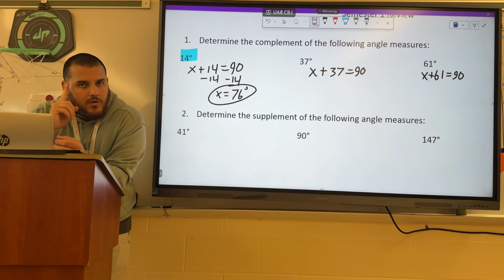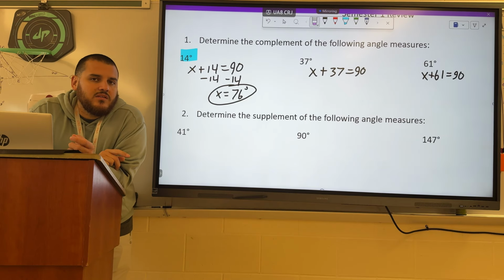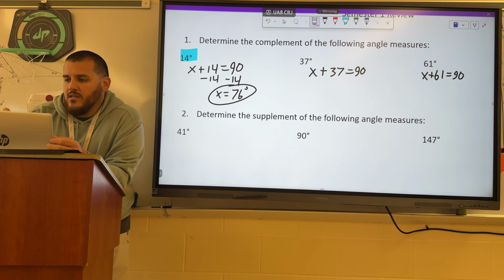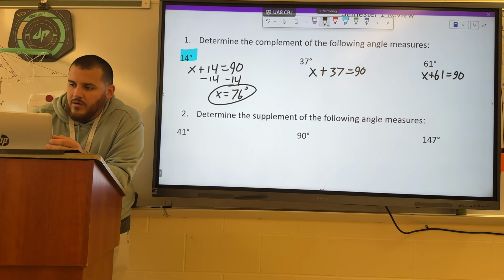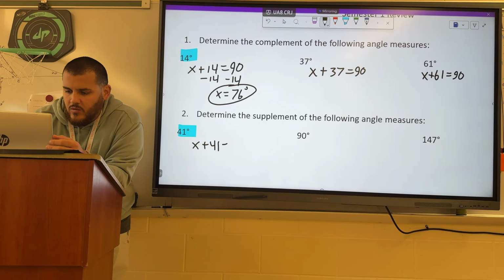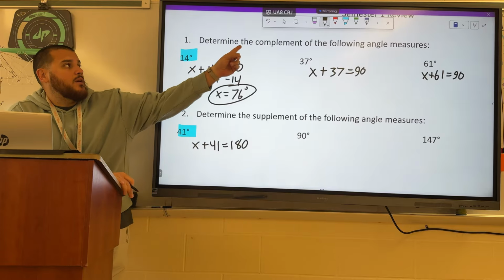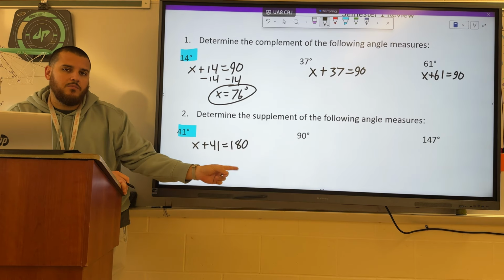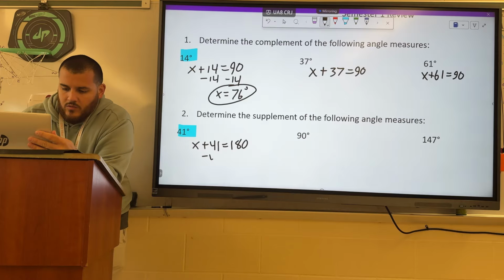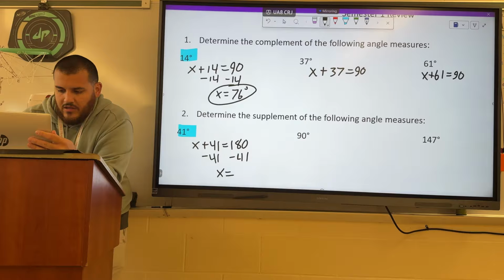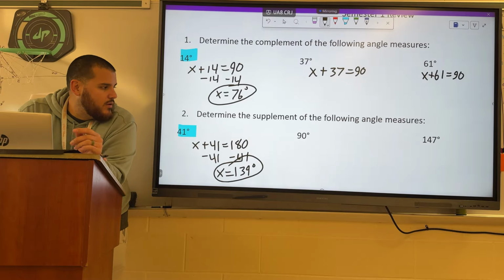And again, the thing to remember here is that supplementary angles have a sum of 180 degrees. So instead of a number adding with 41 to equal 90, we need the number that adds with 41 to equal 180 degrees. So again, complementary adds up to 90, supplementary adds up to 180 degrees. If I subtract 41 from both sides here, I would get 139 degrees for the supplement of 41 degrees.